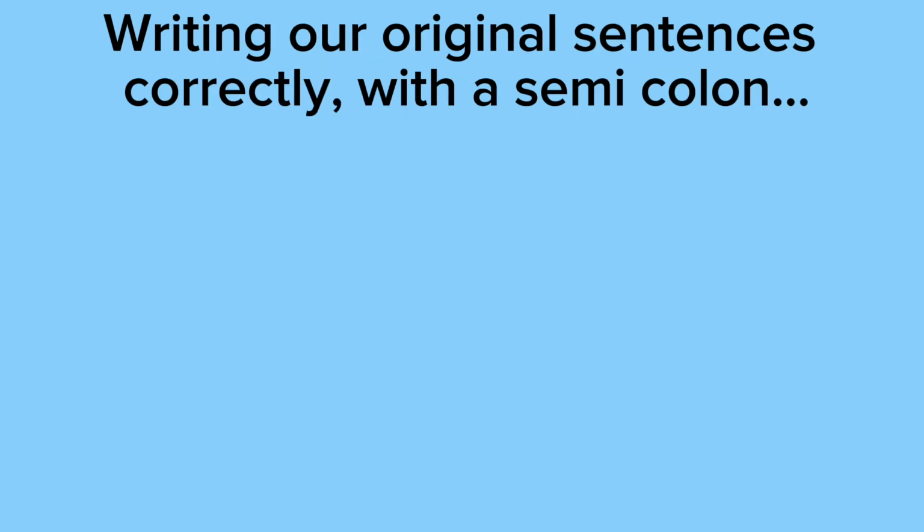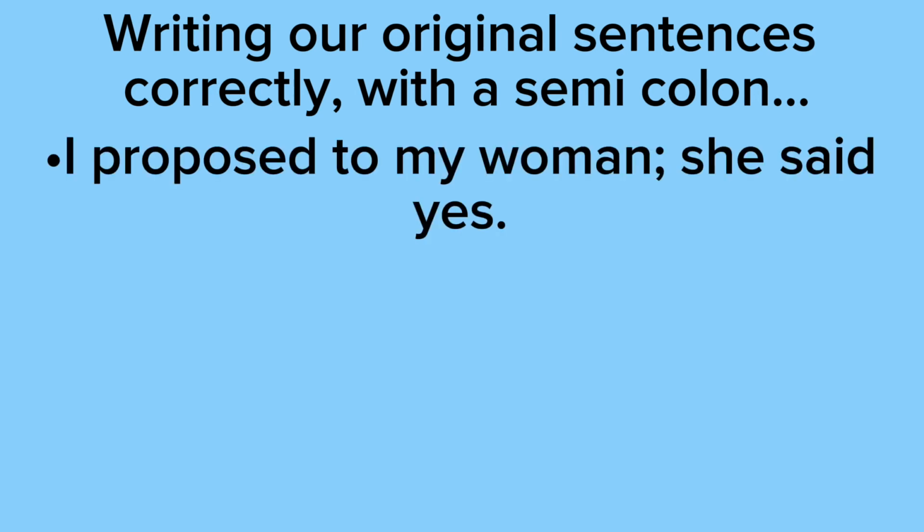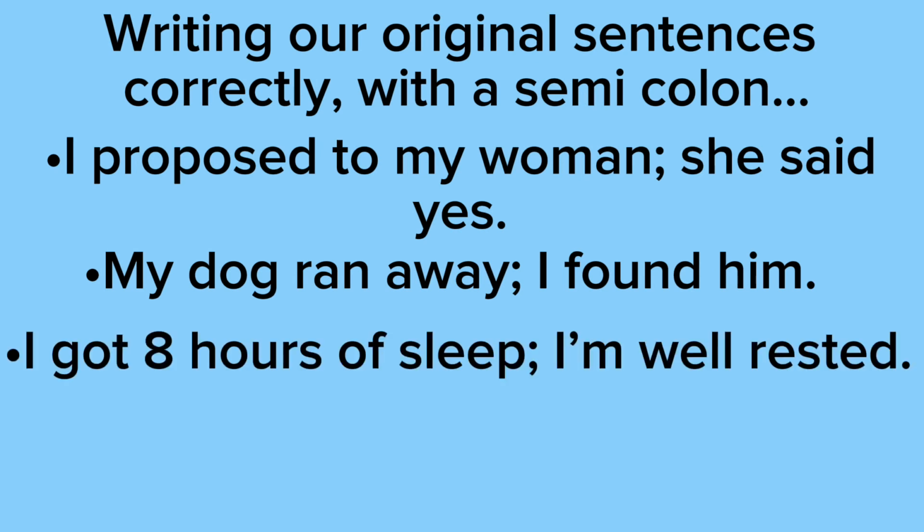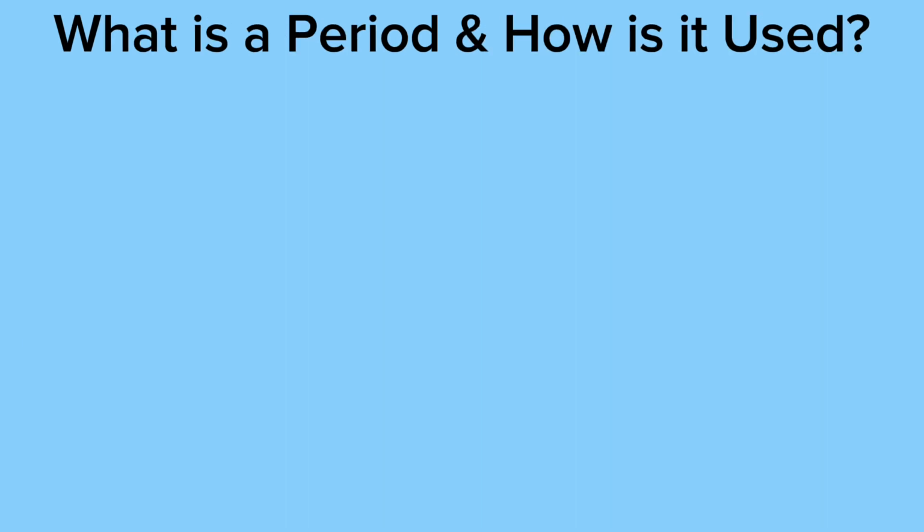So now we're going to rewrite our original sentences correctly with the semicolon. So first we have, I proposed to my woman; she said yes. Next we have, my dog ran away; I found him. And lastly we have, I got 8 hours of sleep; I'm well rested. As you can see, the semicolon is being used in each of these examples to separate two separate but related ideas.